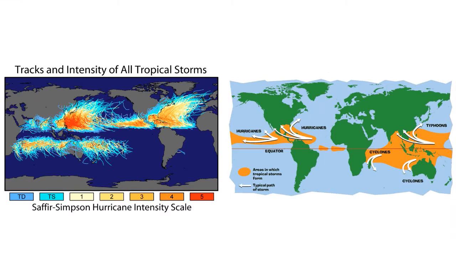Here we see them side by side. On the picture on the left that tracks the intensity of all tropical storms, this is again from 1950 to 2018. TD is tropical depression, TS is tropical storm, and then you've got your hurricane category 1, 2, 3, 4, and 5.